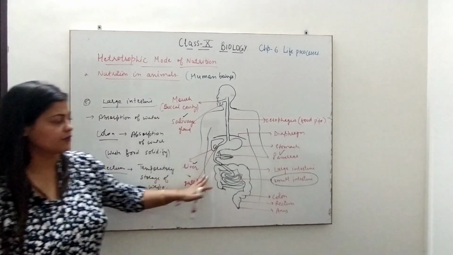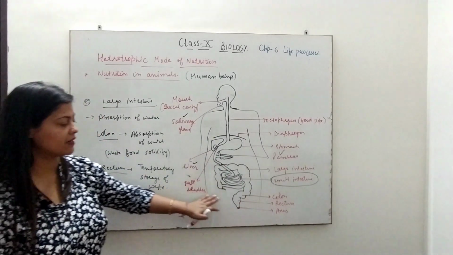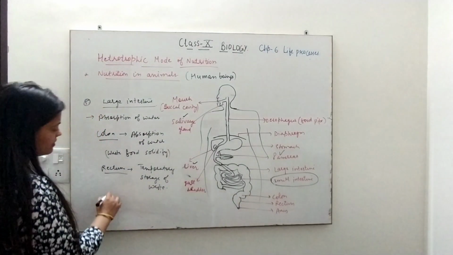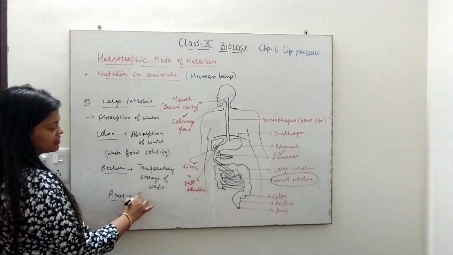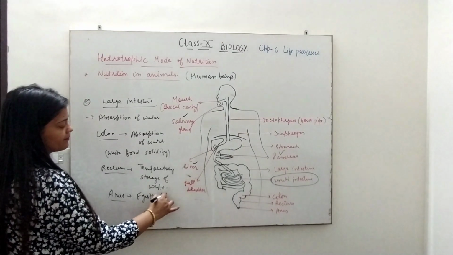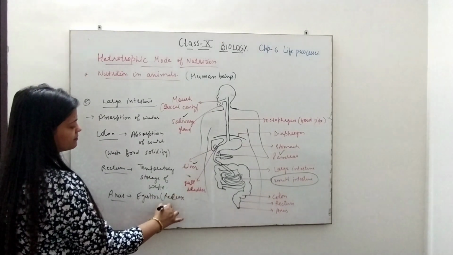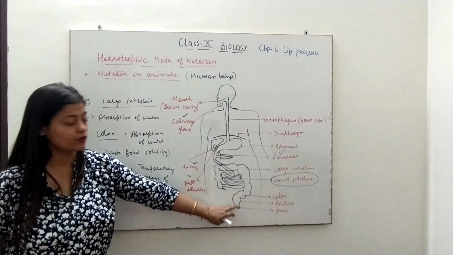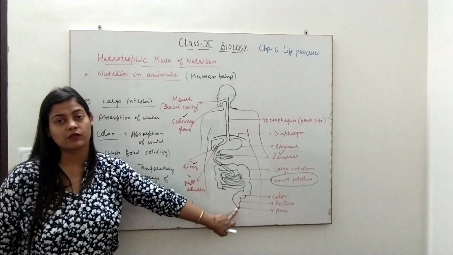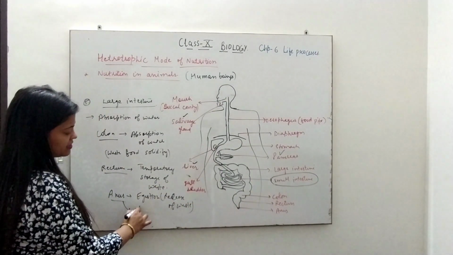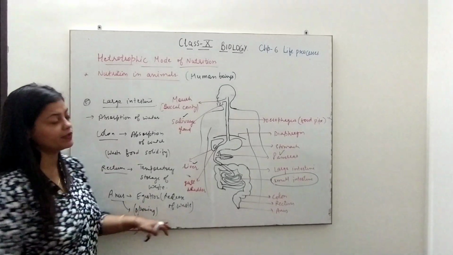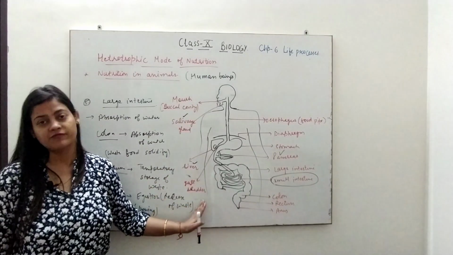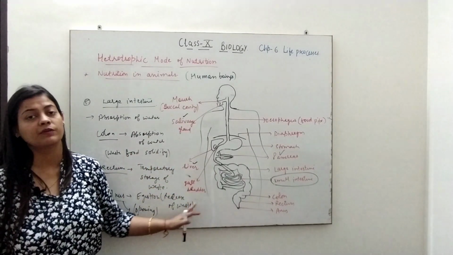Okay. So after absorption of the water from the waste particles, the waste food will now be stored in the rectum, and then the anus is the opening from where egestion takes place, that is release of waste. Whenever the rectum is filled with the waste material, it will be passed out through the anus. Anus is not a structure, it is just the opening, and it will be released out from the body.